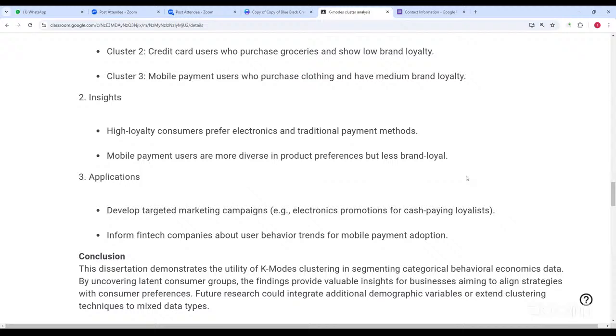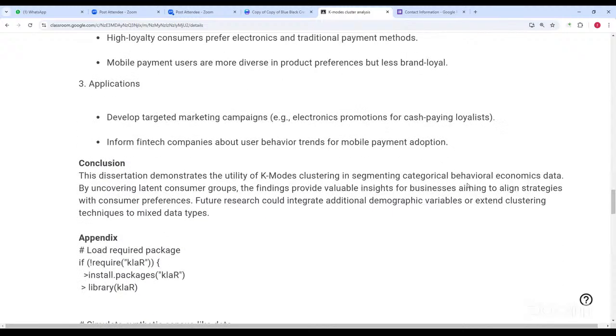Next, yes sir. Applications: develop targeted marketing campaigns, namely electronics promotions for cash-paying loyalties. Inform fintech companies about user behavior trends for mobile payment adoption. So this thing is possible by using this model.